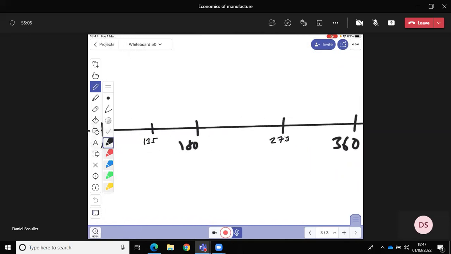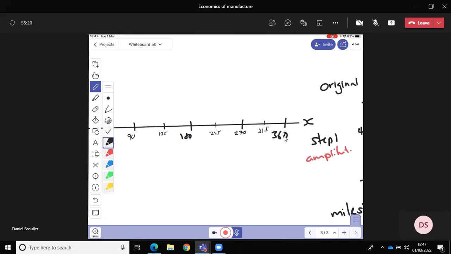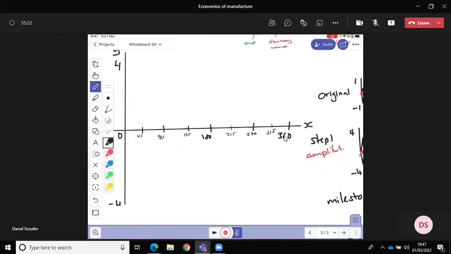180 plus 45 gives me 225. 225 plus 45 is 270. Plus 45 is 315. That along the x-axis is now all my key milestones.